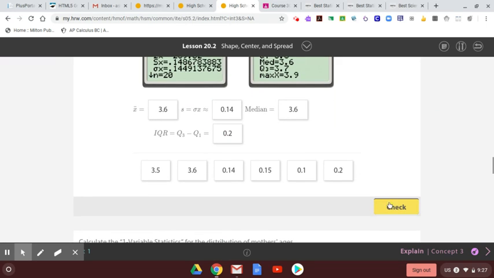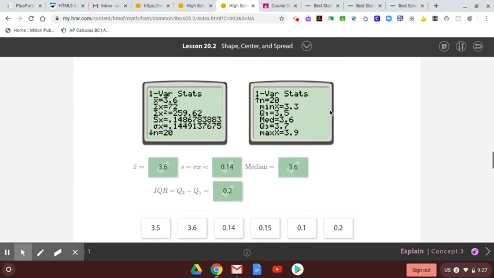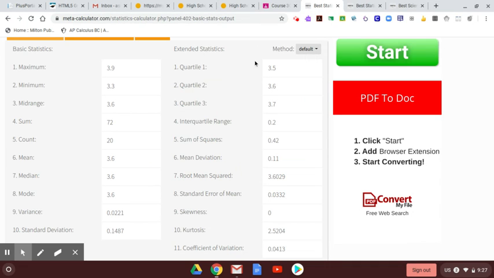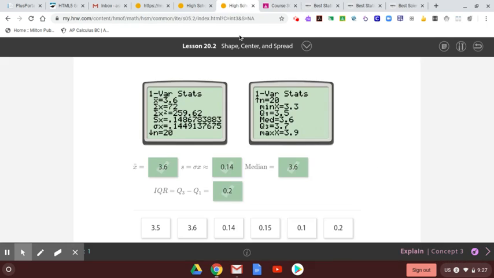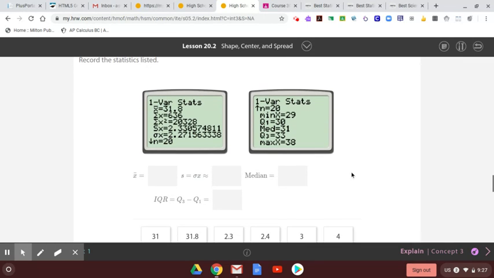And then we can check to make sure everything's good, and we're correct. All right. So you can get the statistics, like I said, on your graphing calculator, or you can use the calculator here to do that. Okay. So now let's go for the mother's ages. So for here, the mother's ages, this is the calculator version.